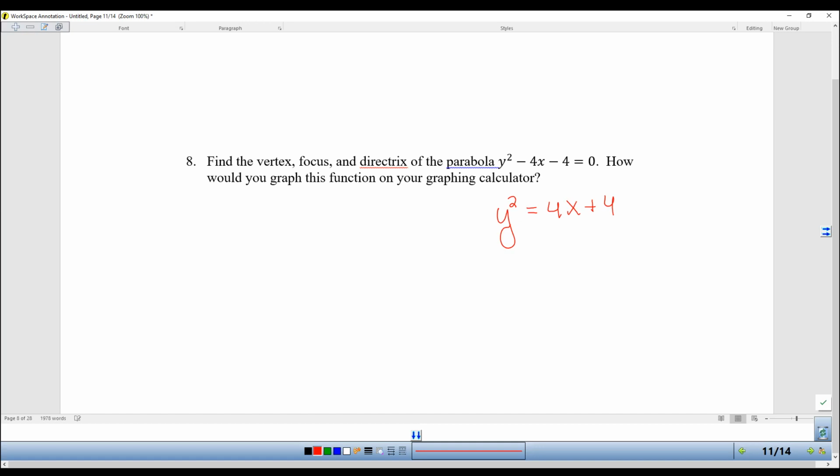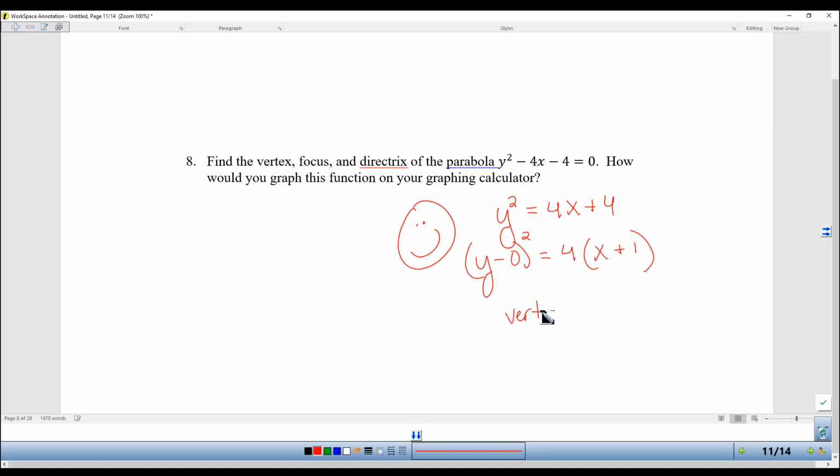Now, don't get confused. If there's no other y, you don't have to complete the square. It means it must just be 0. Be happy. Okay? But you do still need to factor this side. You always want it to be in this format.